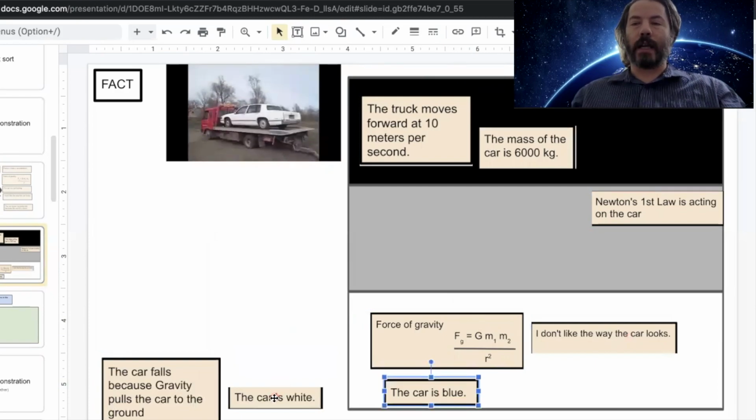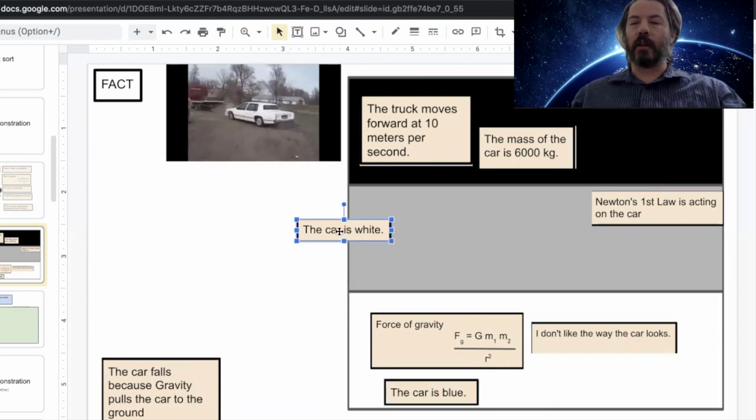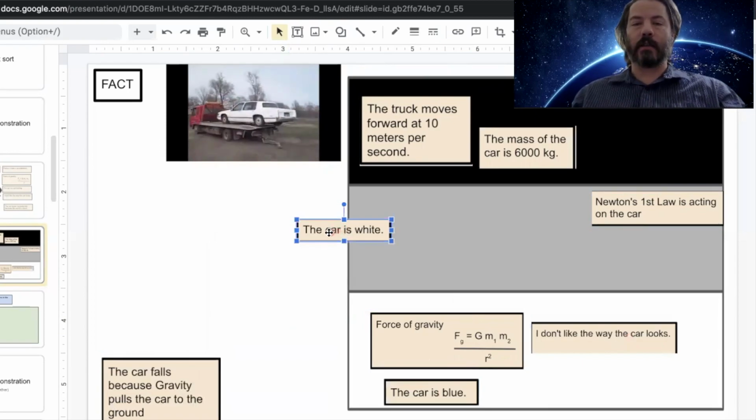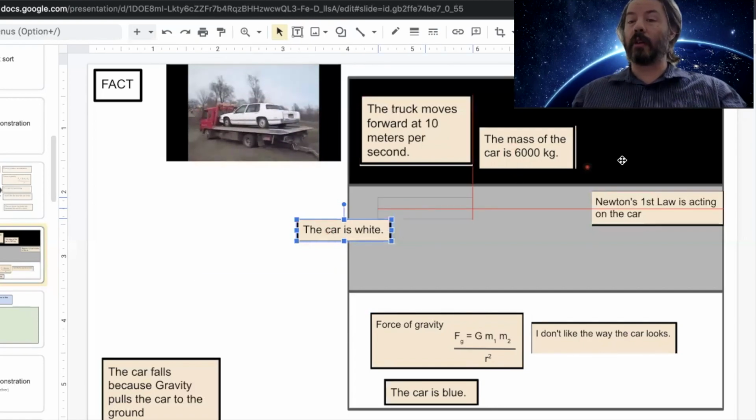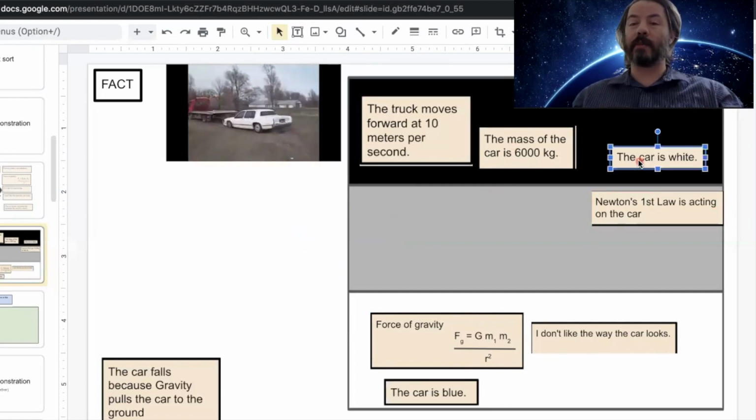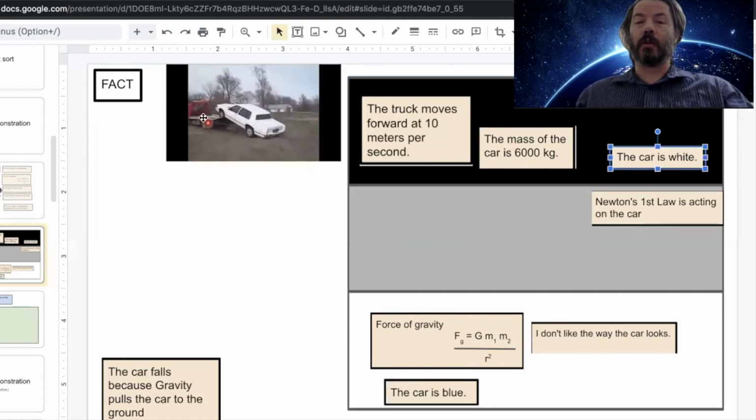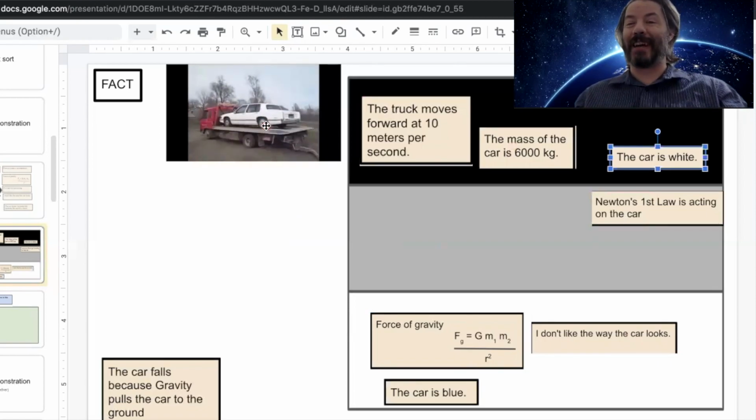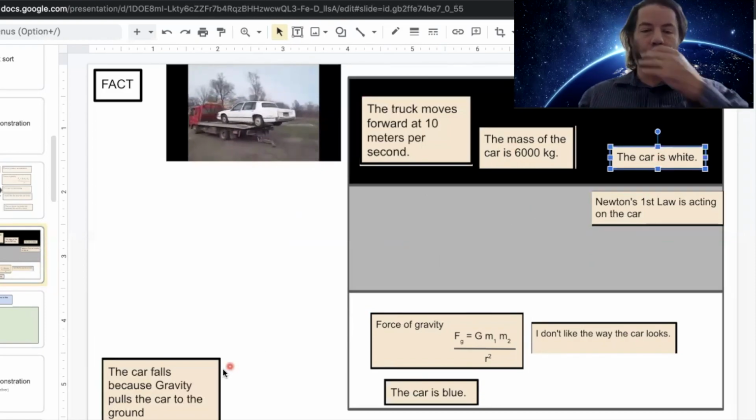The car is white. So that's an observation. Can someone else see it as white? Possibly. There's no number with it, but it is qualitative. Okay, it describes the object. We could say it is white compared to the truck around it. If we had a different color of white, we might argue what kind of white it is. Okay, so that's a qualitative measurement.